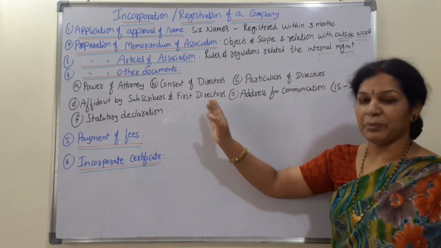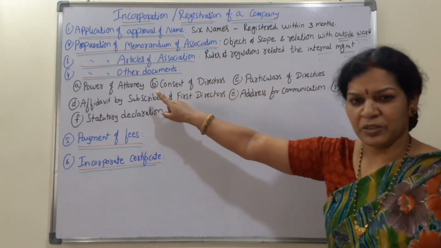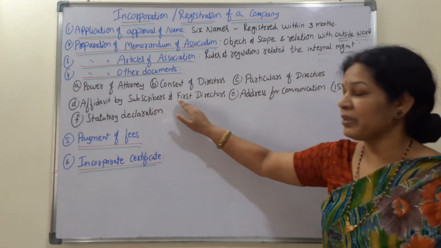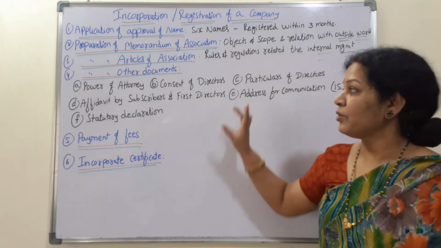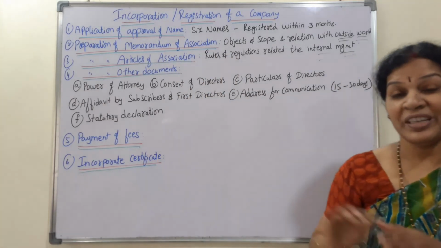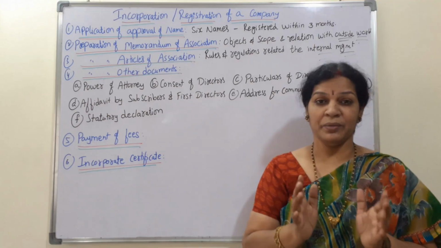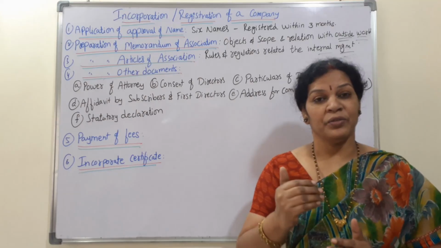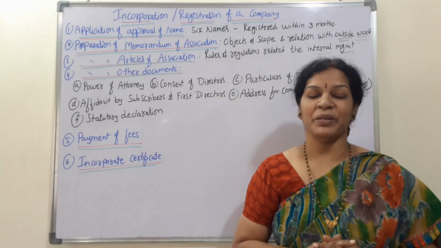What are the other documents? You can remember them: power of attorney and consent of directors, particulars related to the directors only. So the first is power of attorney and consent of directors and particulars of directors, affidavit by subscribers and first directors, address for communication and statutory declaration. So these are the other documents. After that, payment of fee, then simply the incorporation certificate. Remember these points like this, and inside matter anyway you can write it. Point by point you have to write it in the exam. So remember it. It is useful if you work as an employee of any company. This procedure is required, must know.